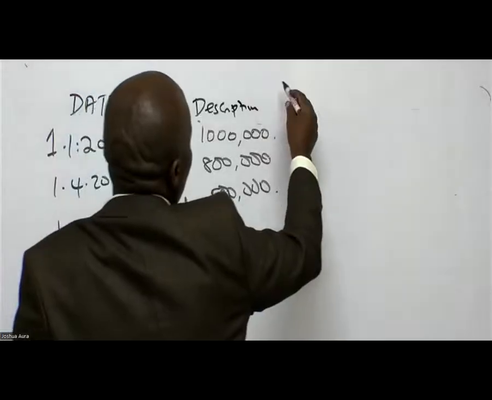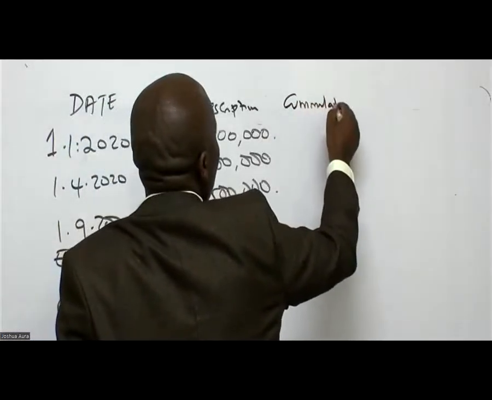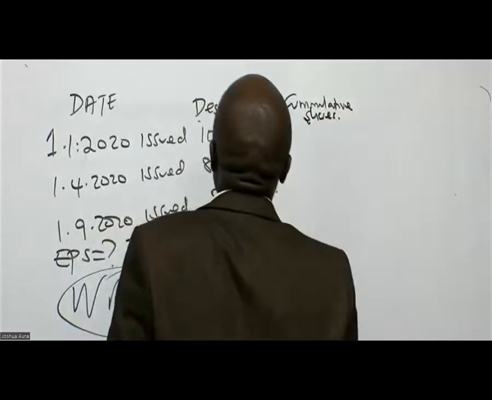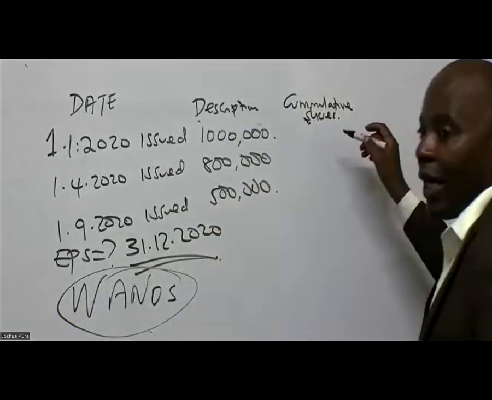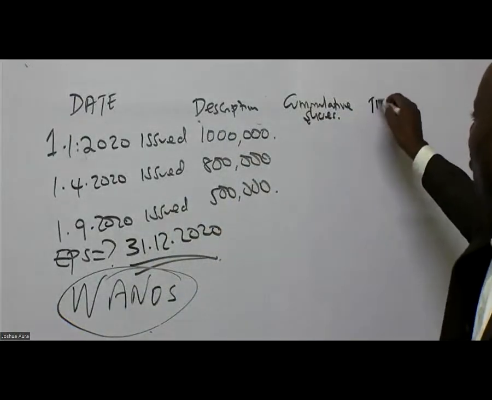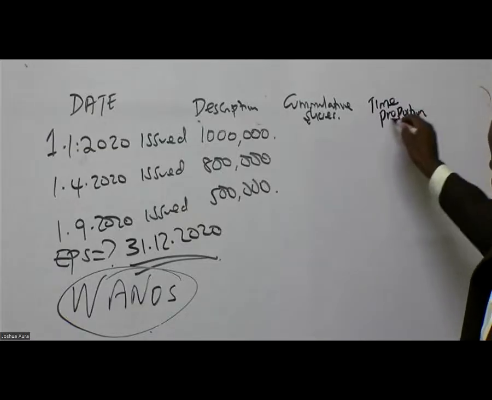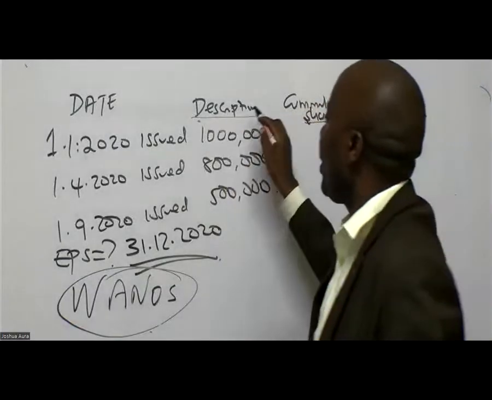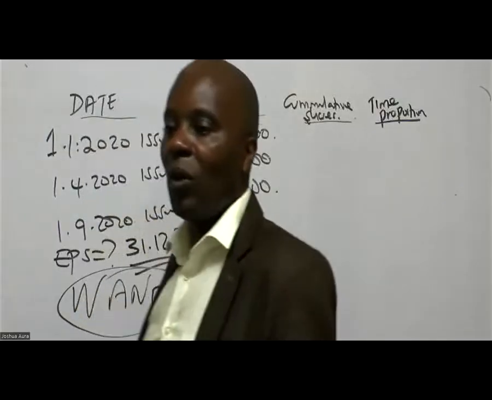And then we have, ladies and gentlemen, another column here for cumulative shares. And then we have another one here for time proportion. This is quite a simple example. Now listen to me.